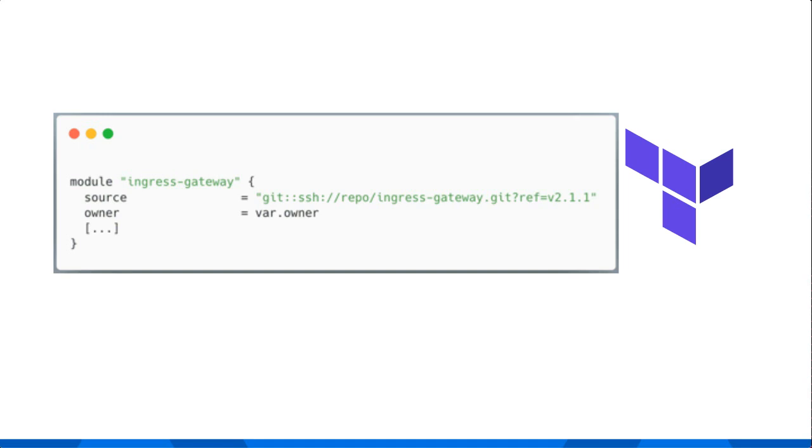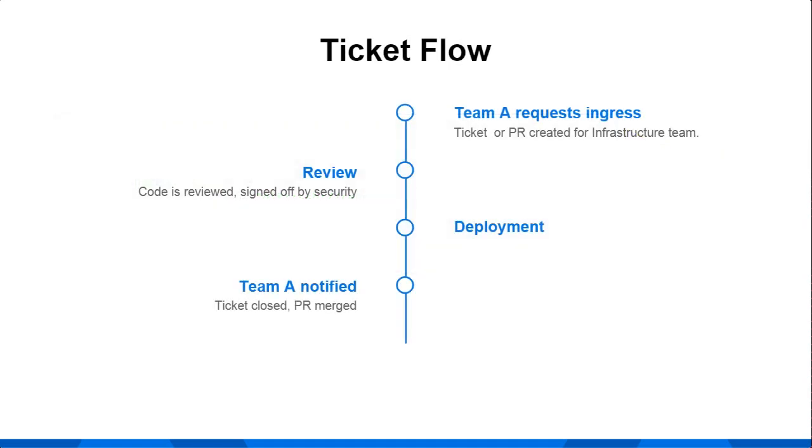The problem with this started actually just after the first service team started using it. So the flow was still ticket-based. We had a team that needed an ingress to the mesh, so they would open a ticket with us or send a pull request in our repository, depending on how confident they were with the code. We get the code review, we got security to approve, and then we deploy with Terraform and notify the team back that the resources are available.